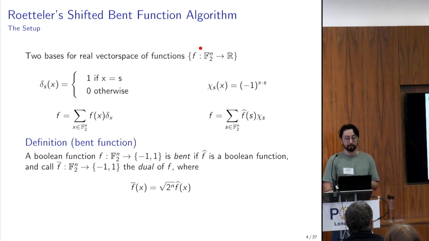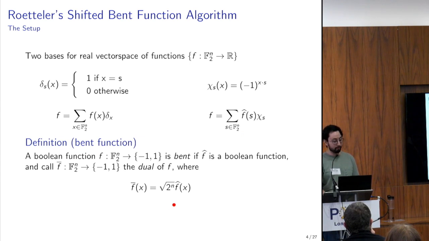For any given function in the vector space, we might write it in this basis by just taking the points of that function. And over here, this is a little bit more interesting. These are Fourier coefficients for the same function, and we can get those by a Fourier transform. A function in this space would be called Boolean if its image is in -1 and 1. And if f hat, the Fourier coefficients, is also a Boolean function up to a scaling by a constant, we'll call this a bent function.